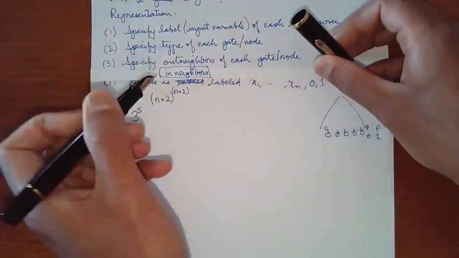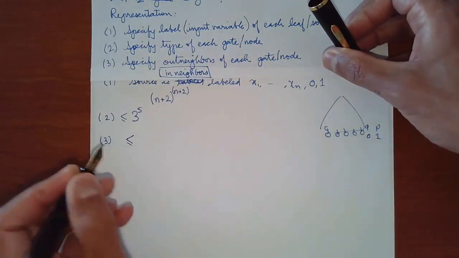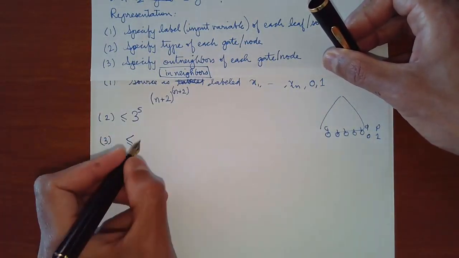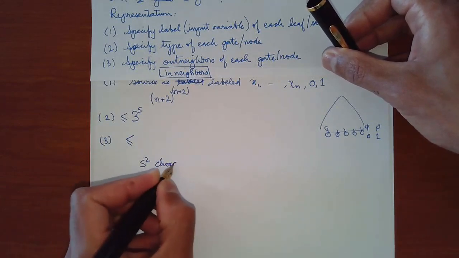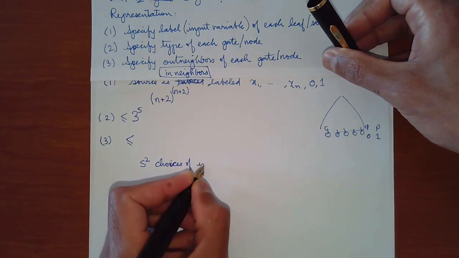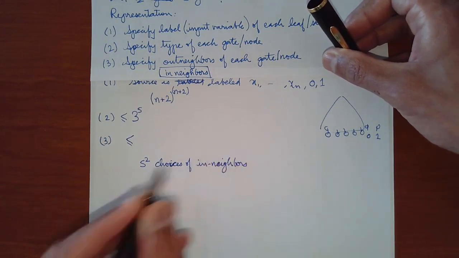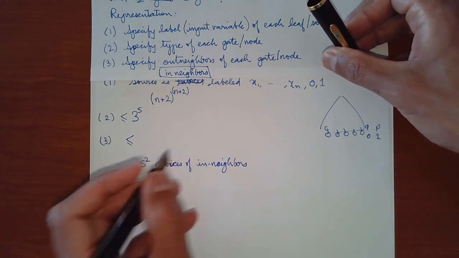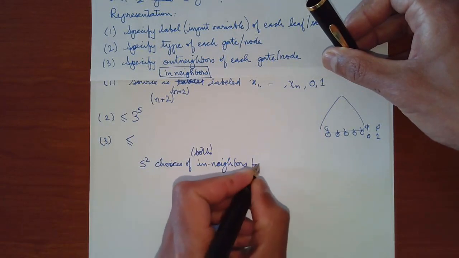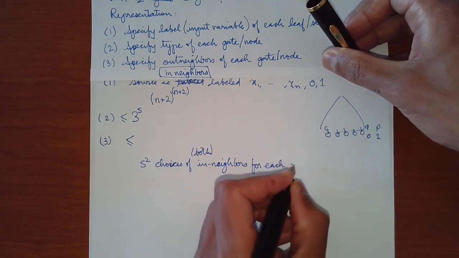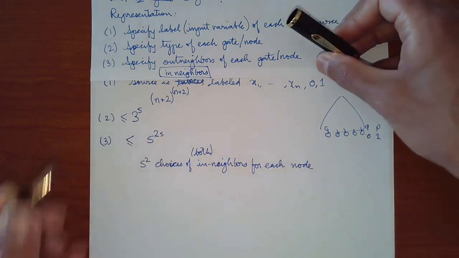So, again, I'm just giving upper bounds here. The number of choices is at most s squared choices of pairs of in neighbors, right? Of both in neighbors for each node. And so the total is s to the power 2s.